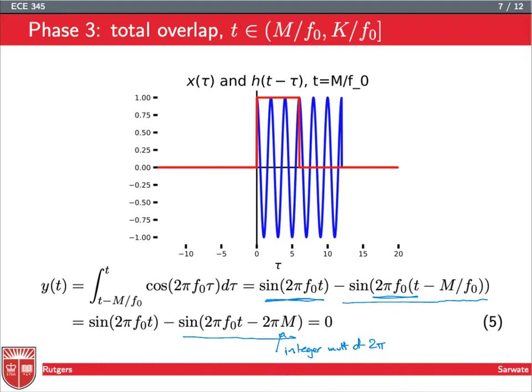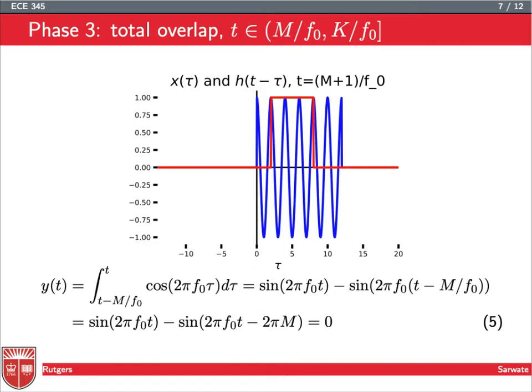And so this phase shift, we can just remove it because it's an integer multiple of 2 pi, and we're going to get sine 2 pi f0t minus sine 2 pi f0t, or 0. So in phase 3, the steady state behavior that we talked about at the beginning is in fact 0. You'll get 0. So that's kind of what we wanted. We wanted to cancel out the interference.